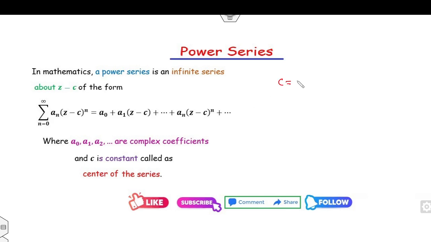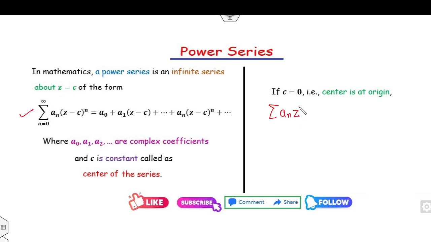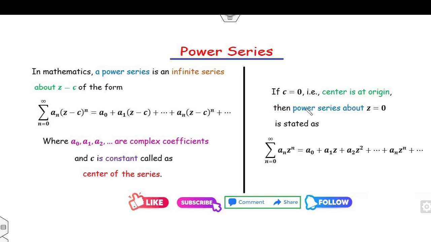If you particularly take c as 0, what does it mean? That means the center of the power series is 0, then the power series is defined as the sum of an z raised to power n, and again the ai's are my constant coefficients.